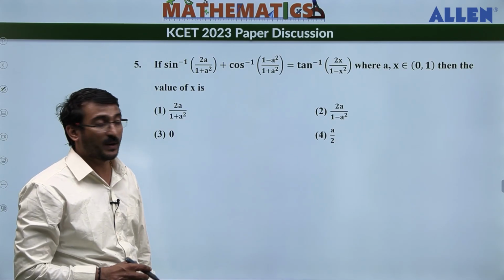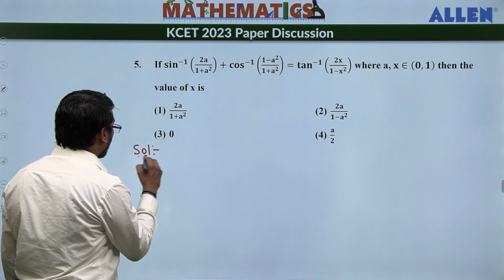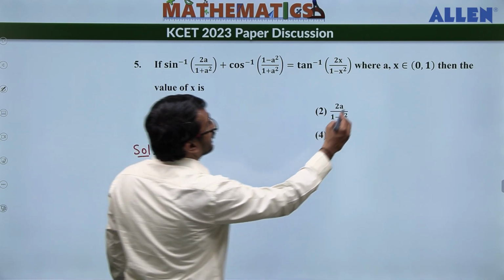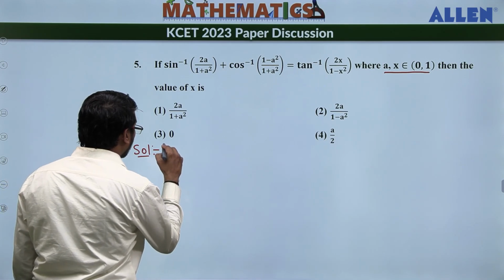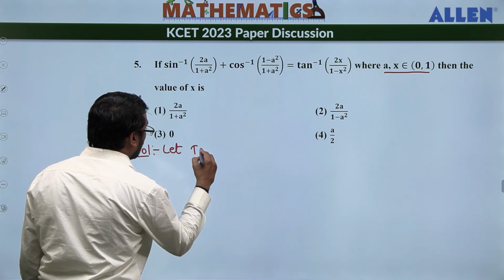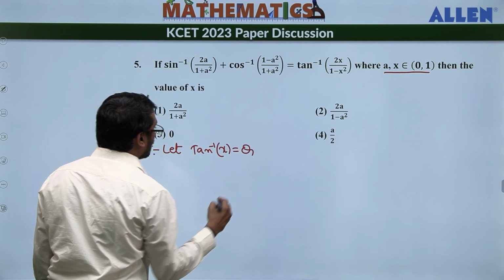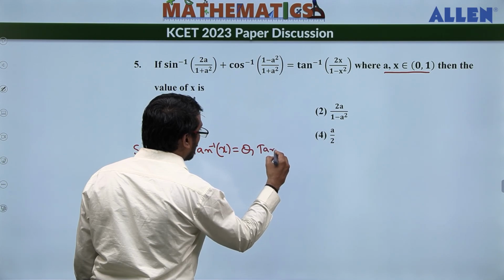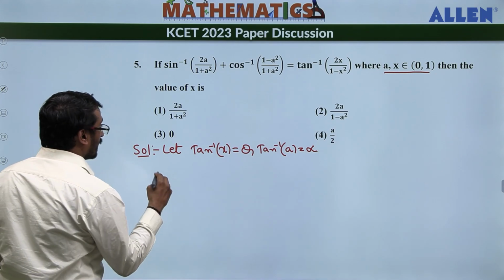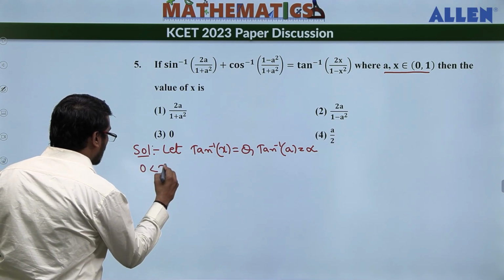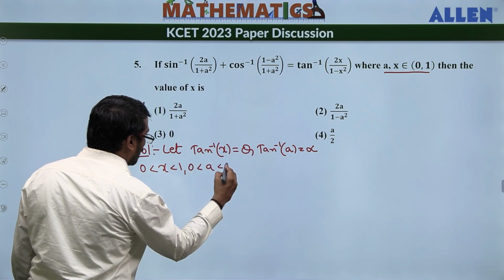Now we will discuss question number 5. It is given in the question that a comma x belong to open interval 0 comma 1. Let tan inverse x be equal to theta, tan inverse a be equal to alpha. 0 is less than x is less than 1. 0 is less than a is less than 1.